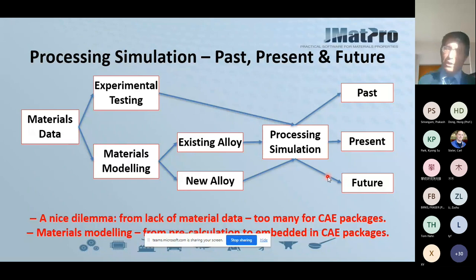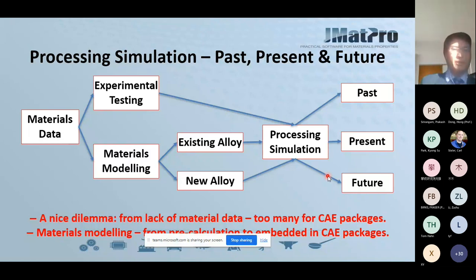Let's just use a simple example. Many CAE packages usually deal with the property as a function of temperature, but they don't consider whether it is during a heating process or during a cooling process. They can only handle one set of temperature dependence. But of course, with the possibility of materials modeling to calculate such data for different processes, it may, in time, certainly push the CAE packages to further consider how they can improve the dealing of such processes in their simulation side.